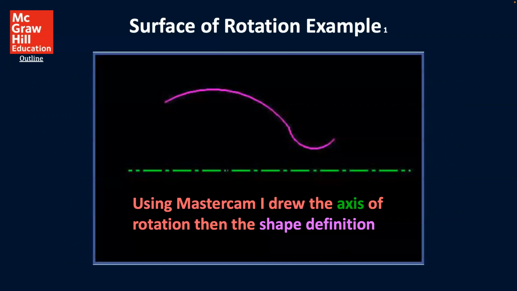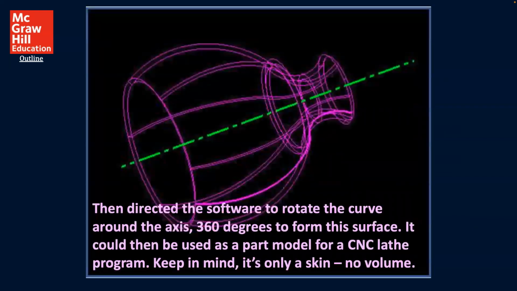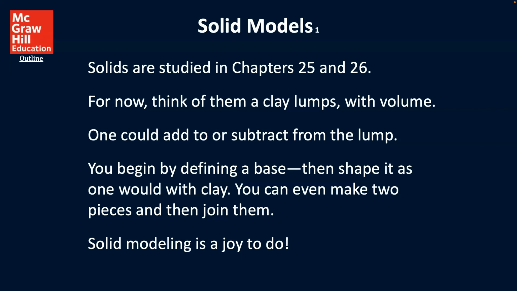So what about a surface of rotation example? This is an example using Mastercam that I mentioned before, drawing an axis of rotation and the shape definition. Now that you have that shape definition, you can direct the software to rotate the curve around the axis 360 degrees to form a surface. It then could be used as part of a model for a CNC lathe program. Once again, we need to keep in mind that this is only a skin. There is no volume. So next, solid models.